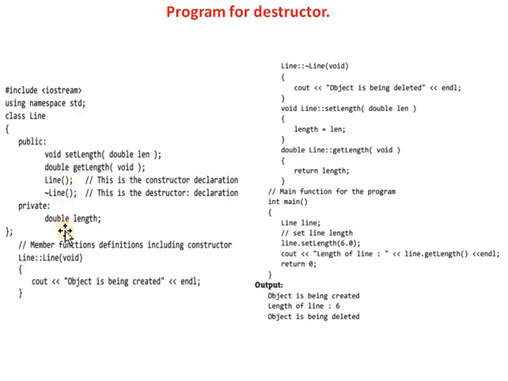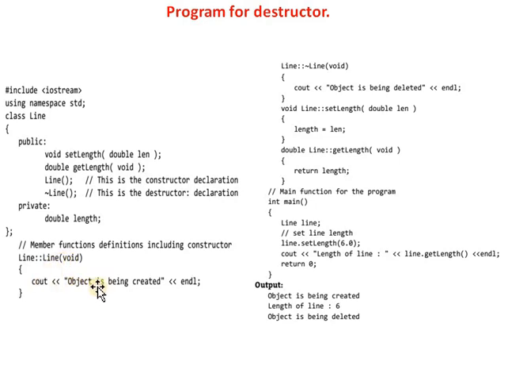Then the member function definitions are written outside of the class. For accessing a function outside of the class, we use the scope resolution operator. By using the scope resolution operator, we define the constructors and member functions outside the class. First, here is the constructor definition. Line is the class name. By using the class name and scope resolution, we access the constructor, destructor and member functions outside the class. After the scope resolution, there is the constructor name.